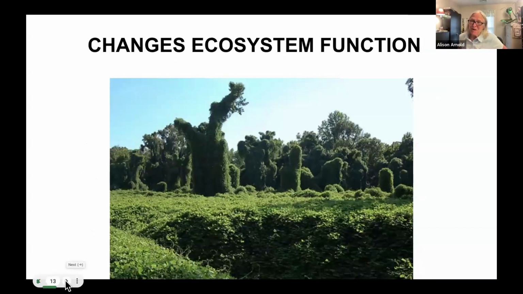In this picture, we can think of how the entire ecosystem changes. When you have a cover like this kudzu is showing, there's really not a lot of room for anything else to grow, which decreases so much of the habitat and everything within the ecosystem.